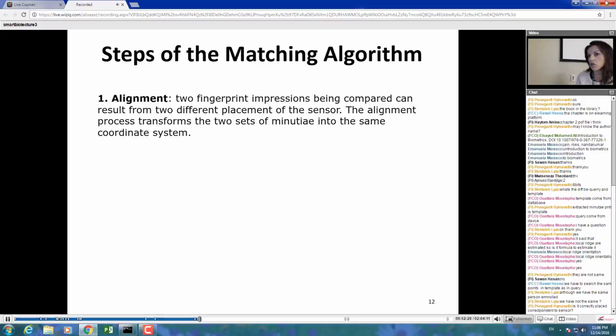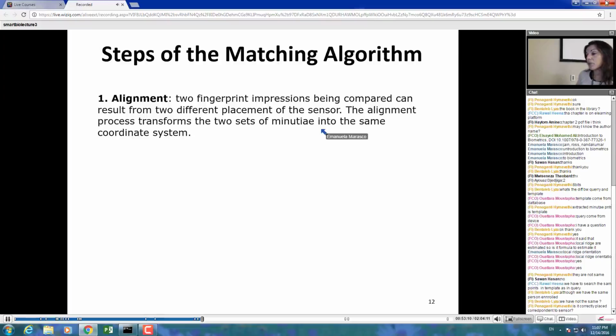And that's why it's important that the matcher, before finding the corresponding minutia, applies an alignment process. The alignment process transforms the two sets of minutia into the same coordinate system, where we don't have a different placement of the sensor. So we transform them into the same coordinate system, so that any displacement, any difference in placement of the finger on the sensor will be taken into account.